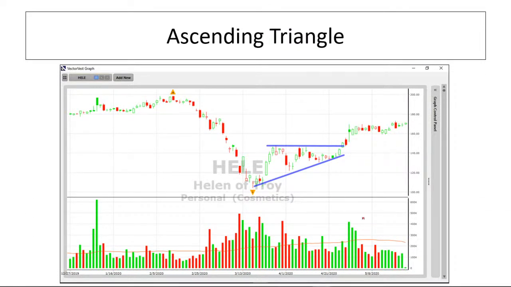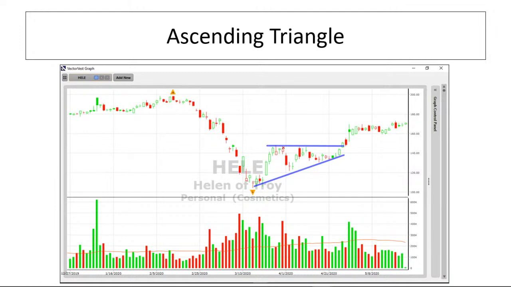So here's an example of an ascending triangle. We had the COVID crash, lower highs, lower lows. Then you had this nice rally, right? Look at the volume that accompanied that rally, okay? Price retreats, doesn't test the low. A couple of dojis here, and then the price rallies again.